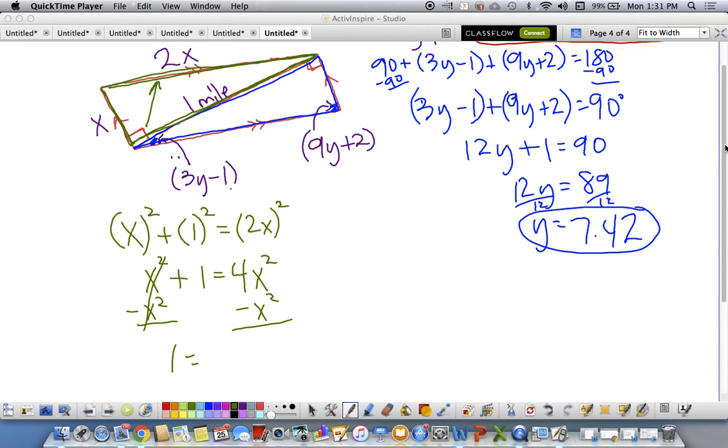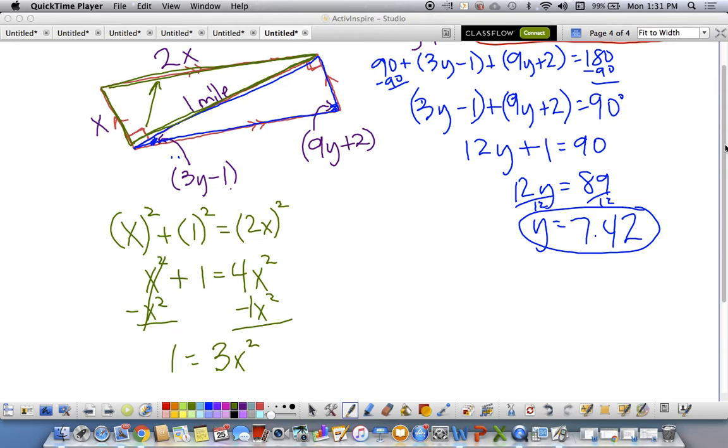Oh, it's 3x. 4 apples minus 1 apple. So x is 1/3? No, stop. It's just 3x. Write down 4x squared minus 1x squared. 3x squared.